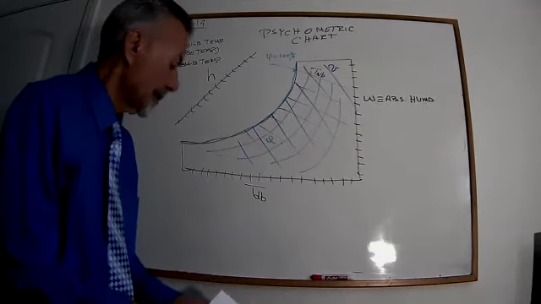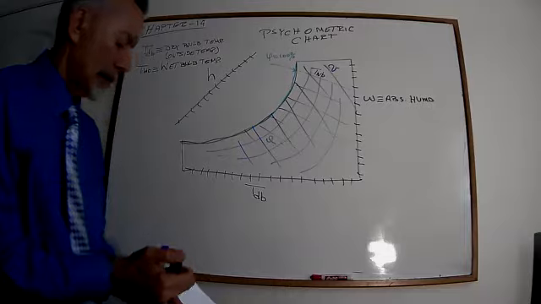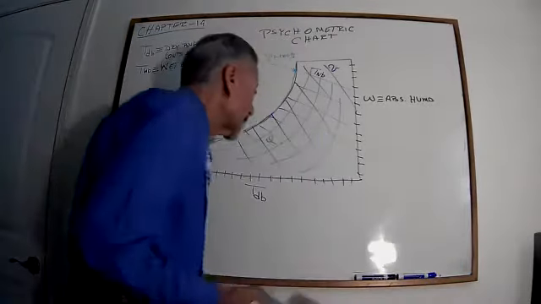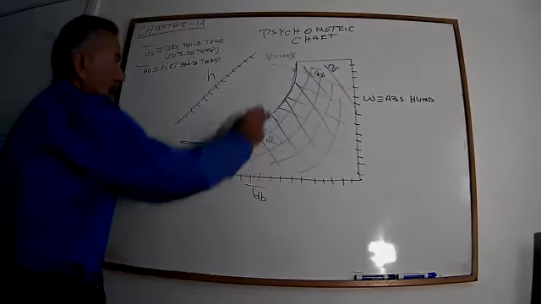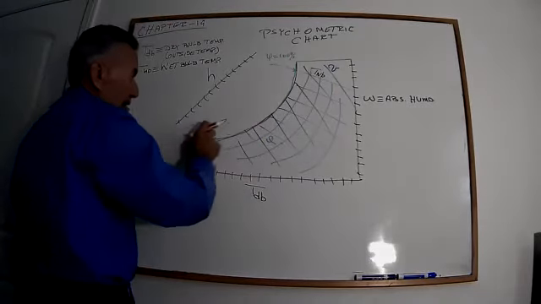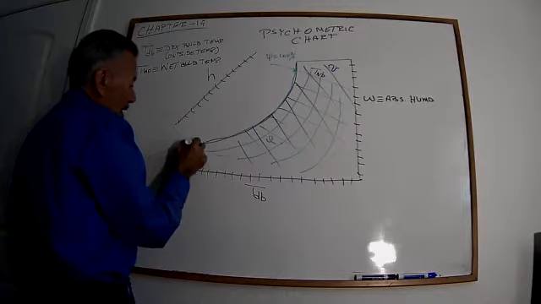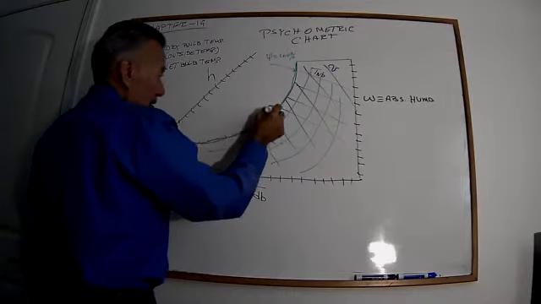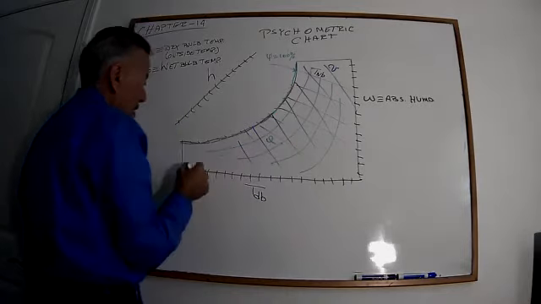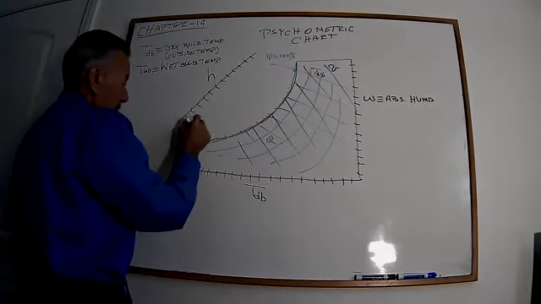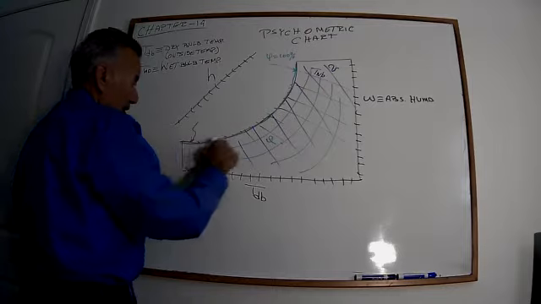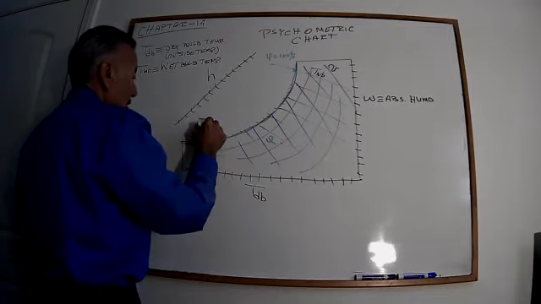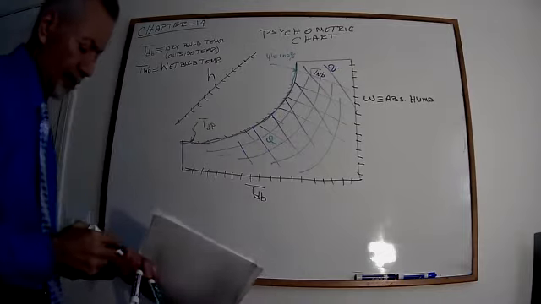Finally, if you look at the 100% curve, you see on that 100% curve there are a whole bunch of numbers. These numbers represent dew point temperature.